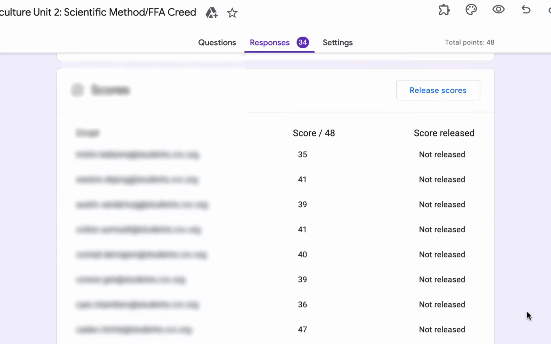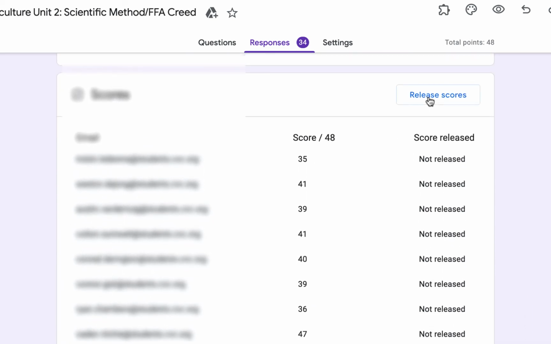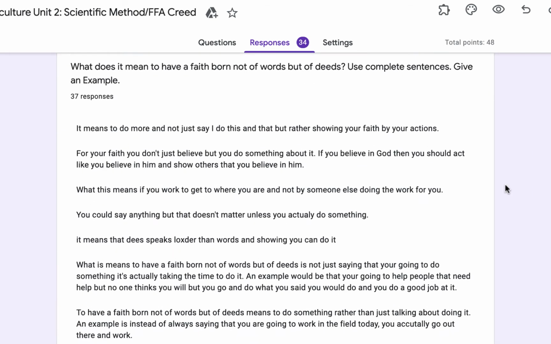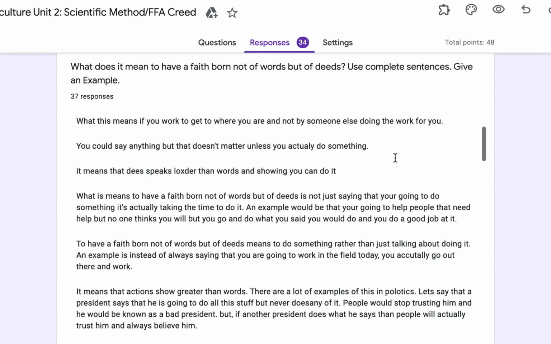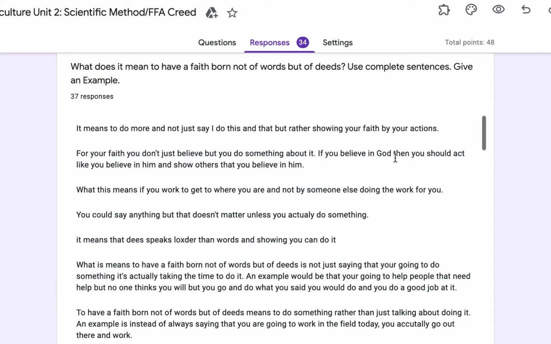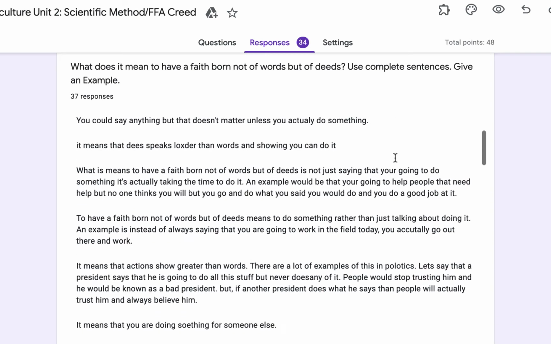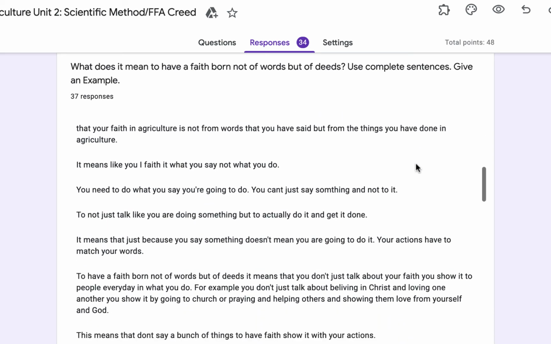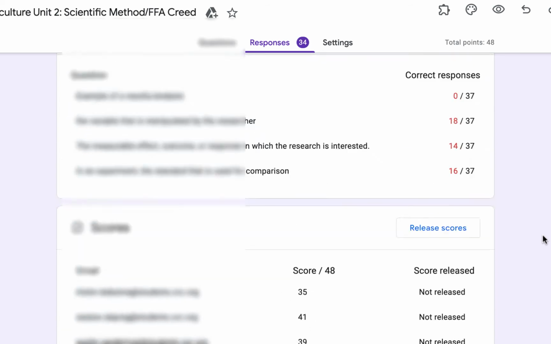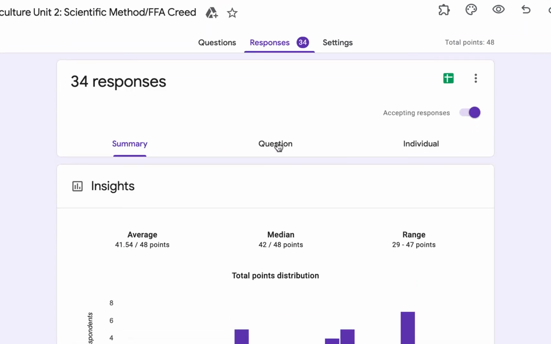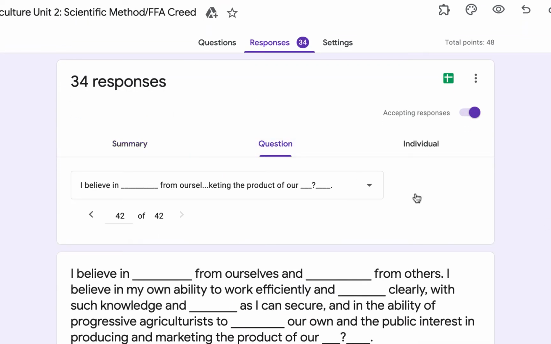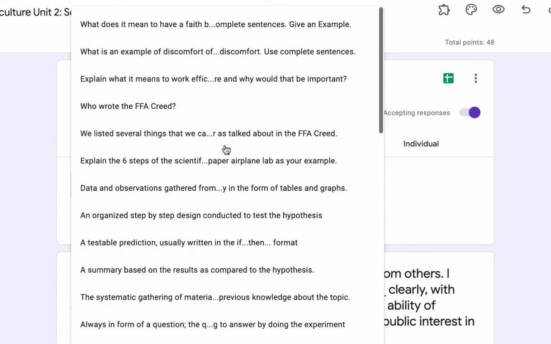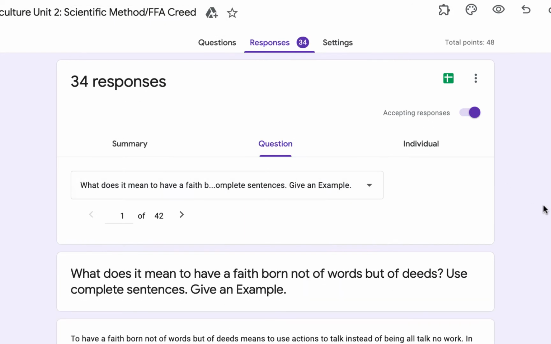I could see the scores right here. When I'm ready, I can release the scores. I can look at all of these short answer responses just if I want to get a general idea right here, and I can look through and see if there's anything that stands out right here.